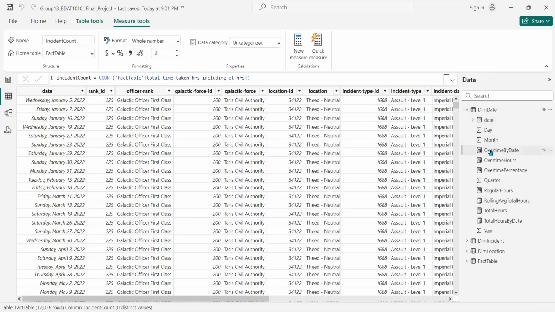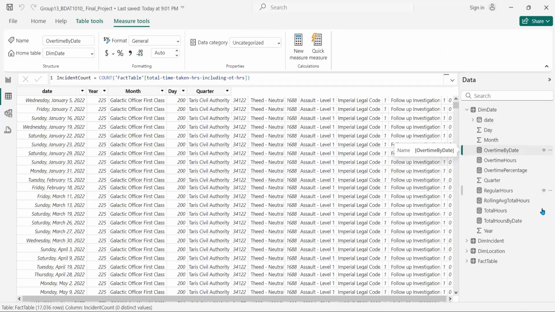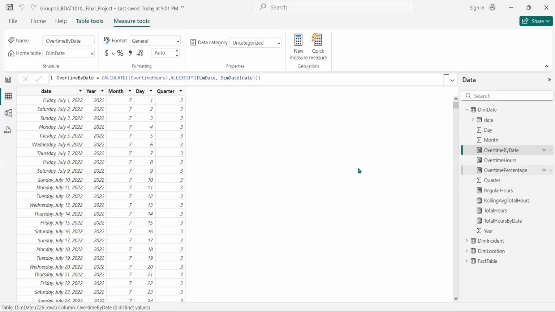So these are the measures which we have created. For overtime by date, we can see that we have calculated the total overtime hours for each specific date, isolating the context to only the date column. Under the overtime hours measure, this measure sums up all overtime hours from the fact table to give a total.